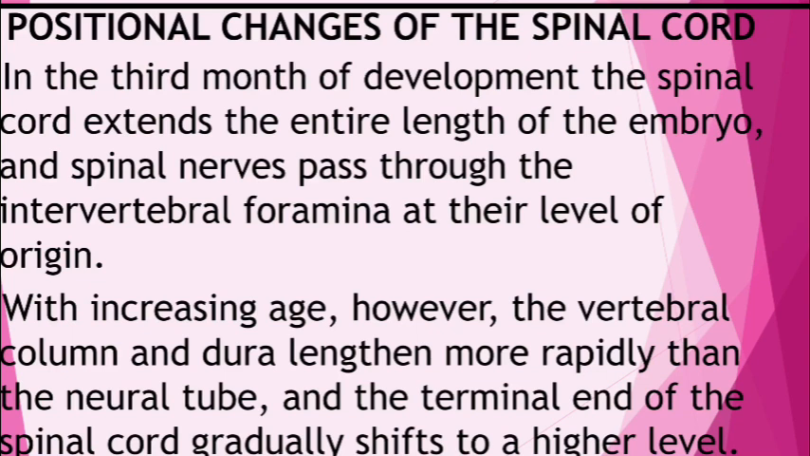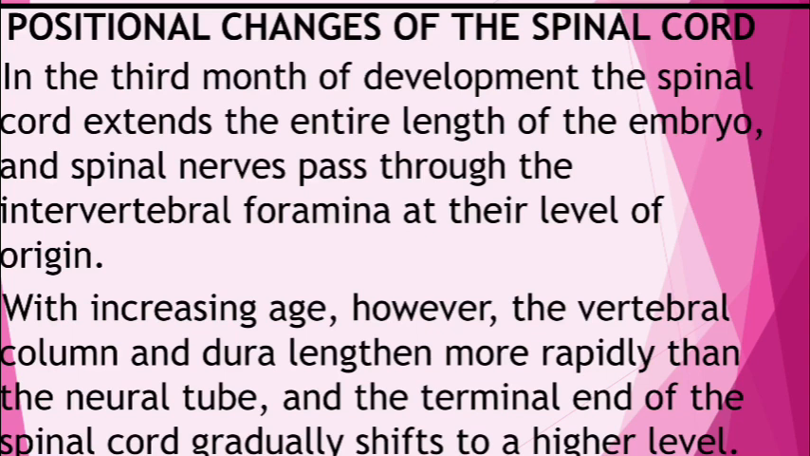So at birth, the spinal cord ends at the level of the 3rd lumbar vertebra. As a result of this disproportionate growth between the vertebral column and the spinal cord, you have spinal nerves running obliquely from their segment of origin in the spinal cord to get to the corresponding level of the vertebral column.